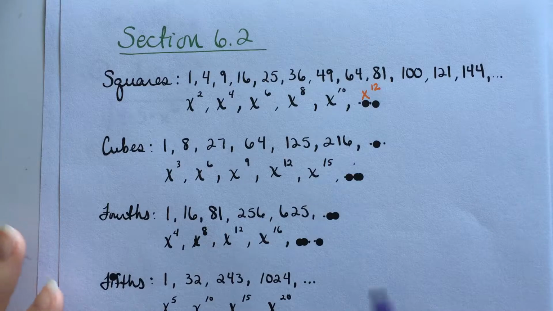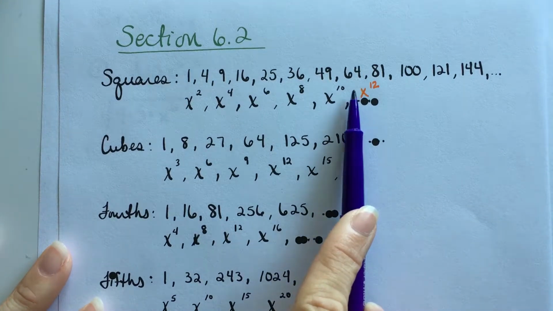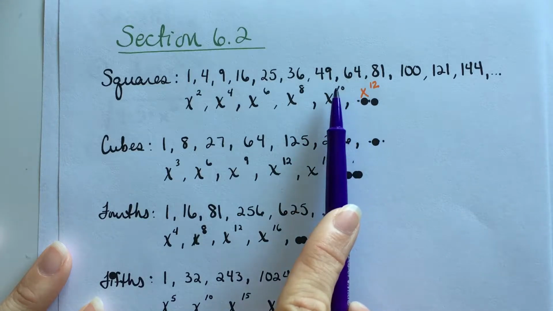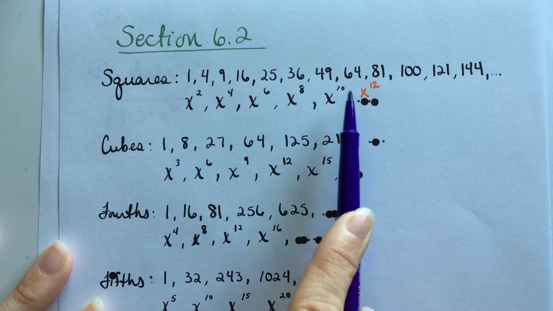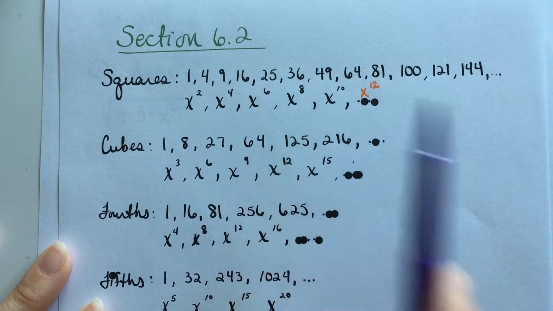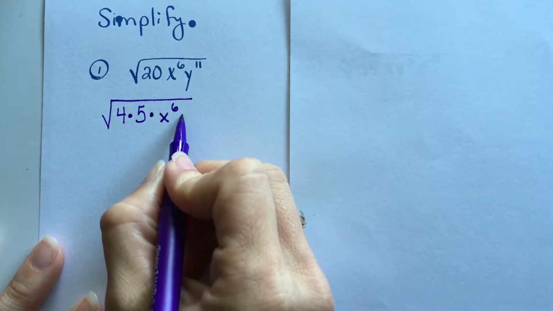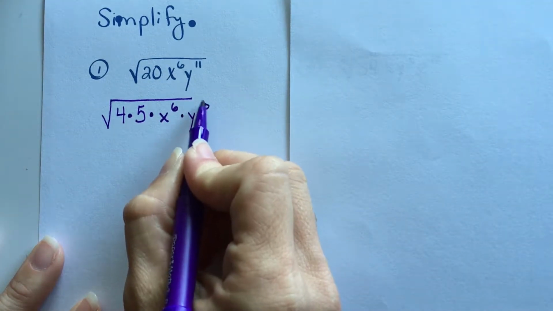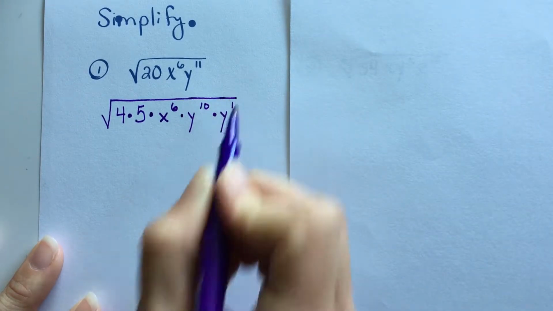The way you do that is you find where it should be on your list, and you're going to drop down to the one that's just below it. So the 11 would fall in here. I'm going to drop back and use x to the 10th, or in this case, y to the 10th. But then I also have to include just a y to the 1st power.